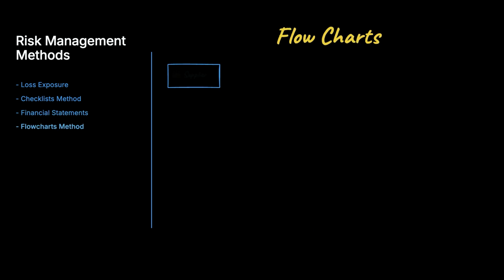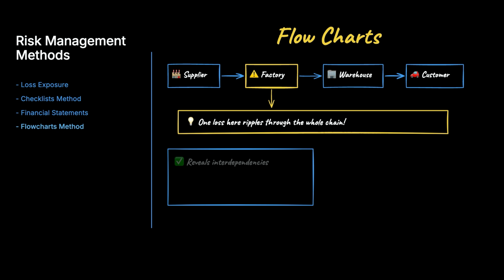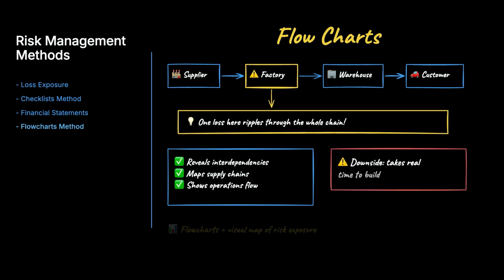The third method uses flowcharts and organizational charts. These visual diagrams map operations, supply chains, and structure so you can see where a loss might interrupt the business. Their real strength is revealing interdependencies, because one loss in the chain can ripple outward and affect many others. The downside is they take real time to build.